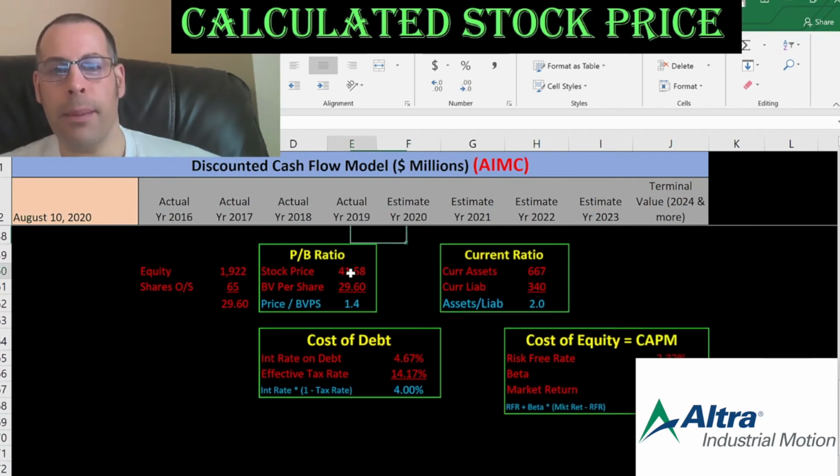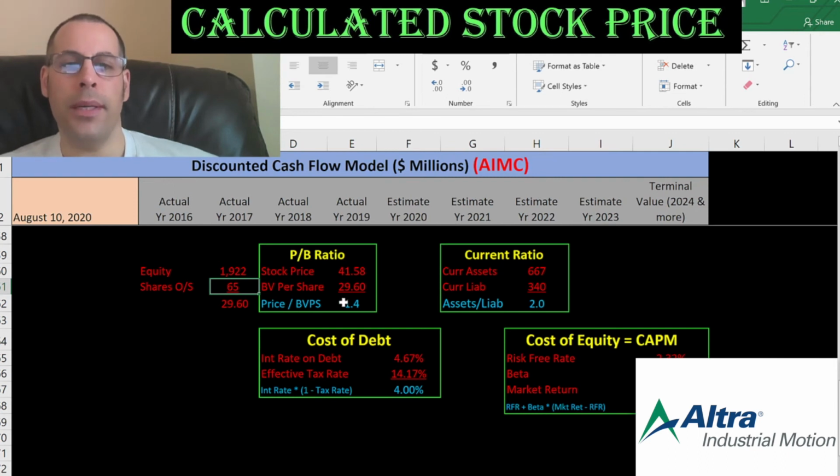Price to book is stock price over book value per share. To calculate book value per share, that's equity over shares outstanding. I like to see below 3.5. They're at 1.4, so investors are willing to pay $1.40 for $1 book value.